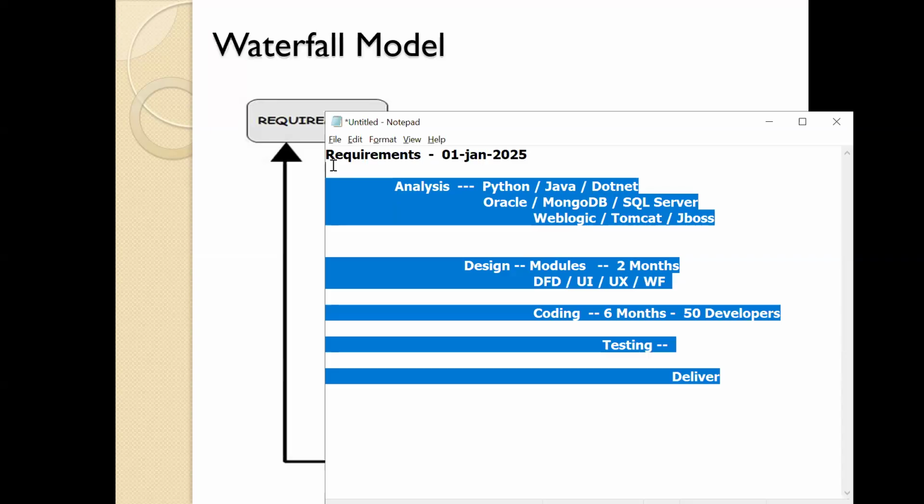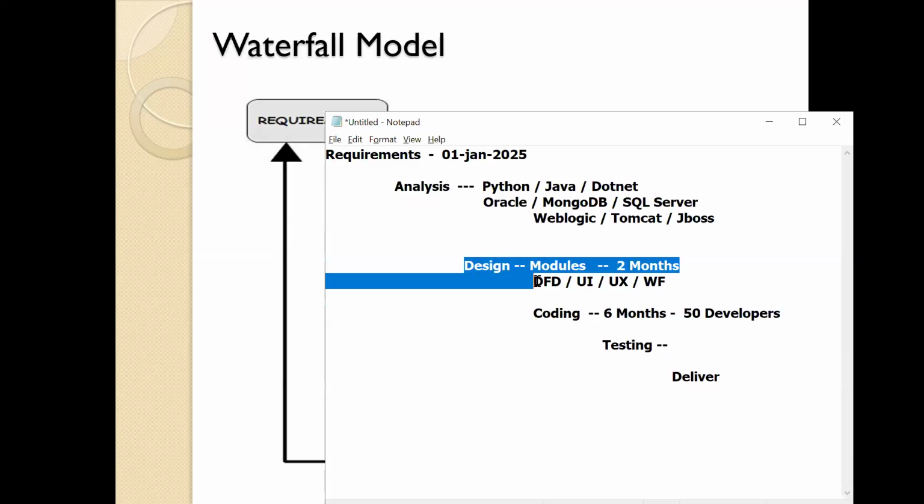They freeze the requirements. There is no concept of going back and changing. Let's say in the coding part, there is no concept of changing the design. Once the design is completed, they will freeze the designs. They will not change the designs. So that's how it happens. It does not encourage the client.